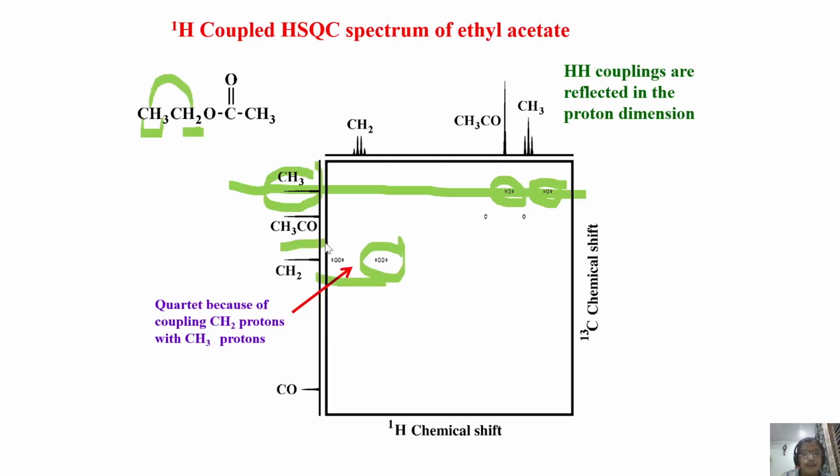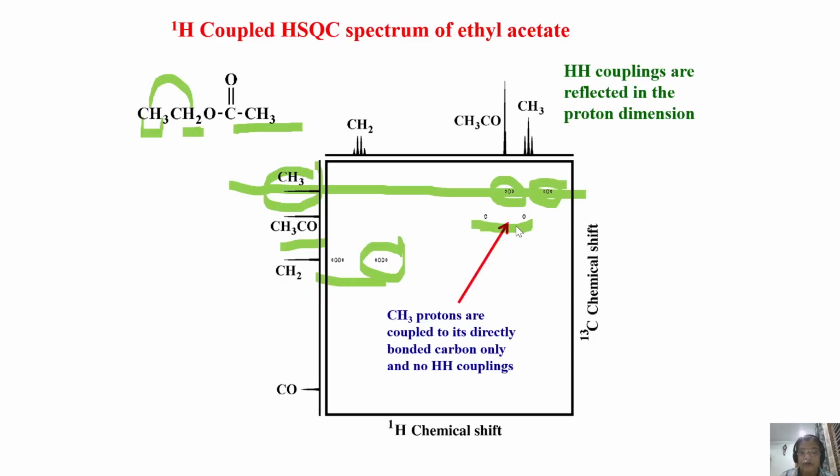Now CH3CO, if you look at this, what do you expect? For this CH3CO, in the proton spectrum, it is a singlet. And these two are carbon-13 satellites. And there are no long-range couplings of protons for this. They are all far away. So it remains a doublet in the HSQC spectrum. No other proton-proton couplings are seen. I hope you are all with me.